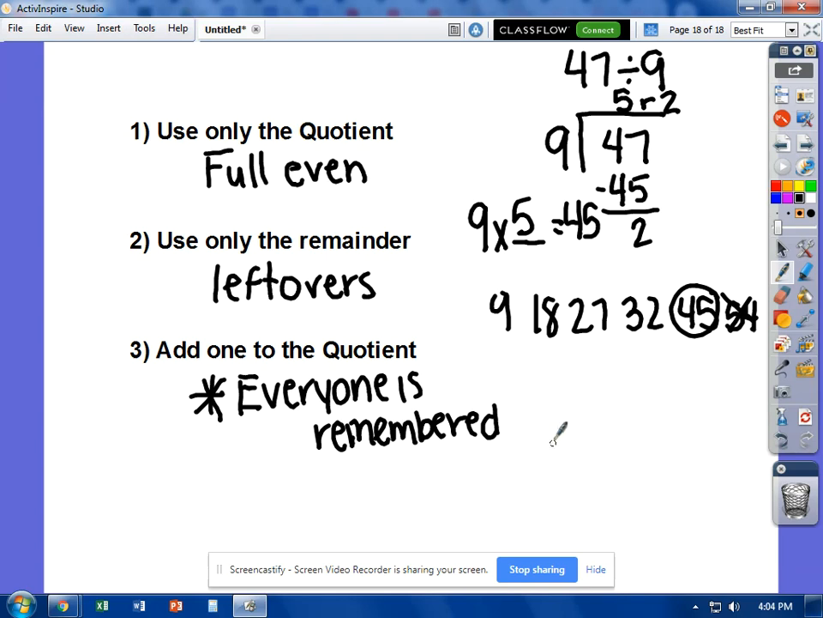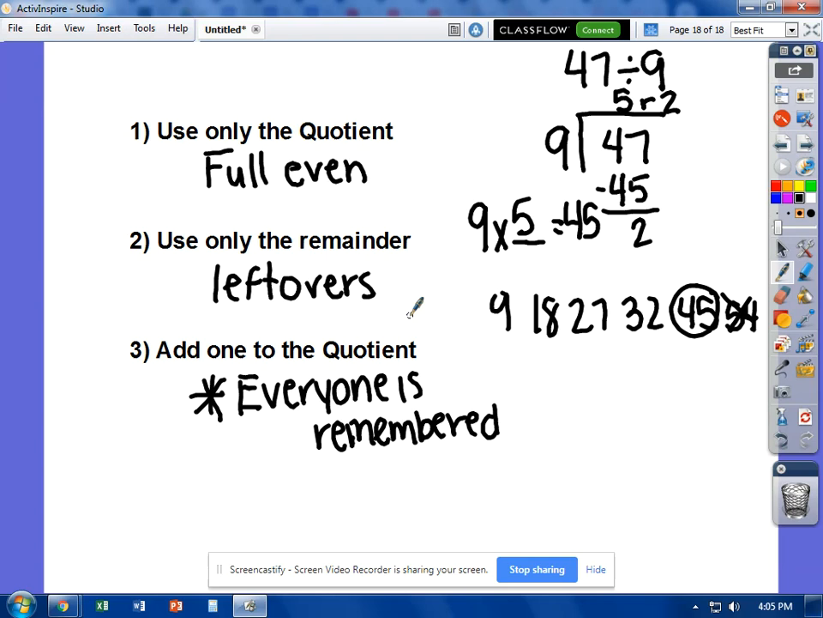So remember, when we're interpreting remainders, we have 3 options. Using only the quotient when we're talking about full, even, whole groups. Our second option is to use only the remainders, and that's when we're talking about leftovers or things that didn't make it in the group, the things that aren't even.